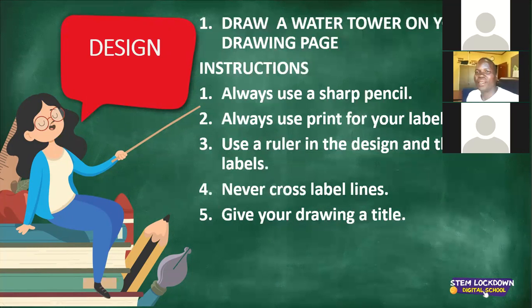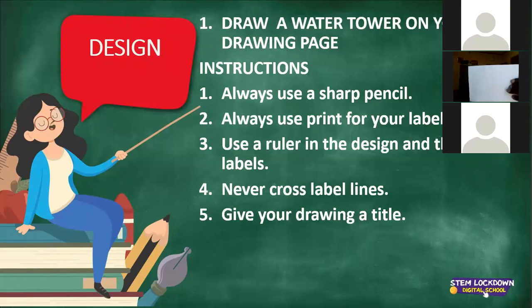Now, what you are required to do now, you must take a sheet of paper with nothing on it. Yes, you must draw a water tower on your drawing page. Always use a sharp pencil. Always use print for your labels. Use a ruler in the design of the labels. Never cross the lines. And then give your drawing a title.